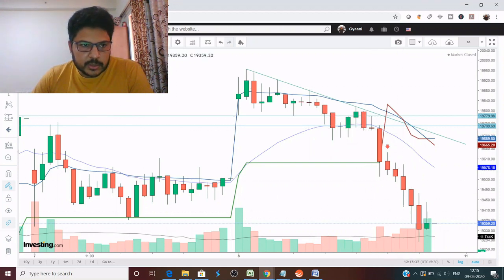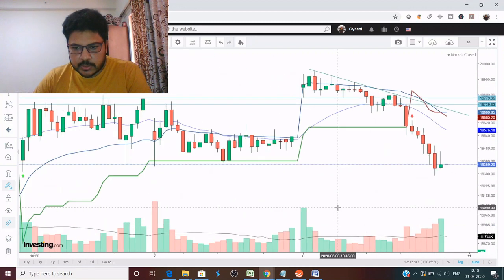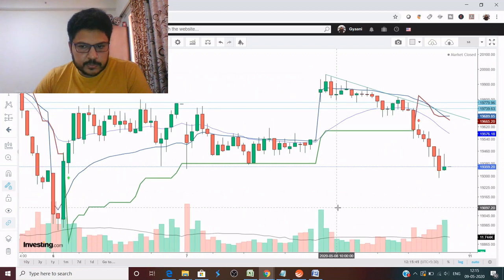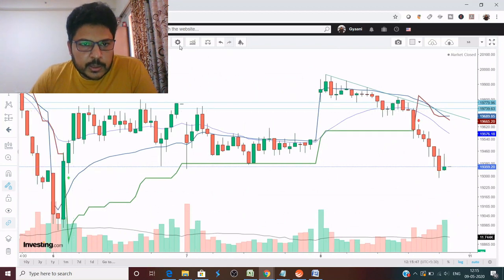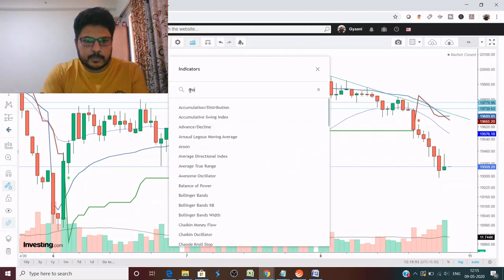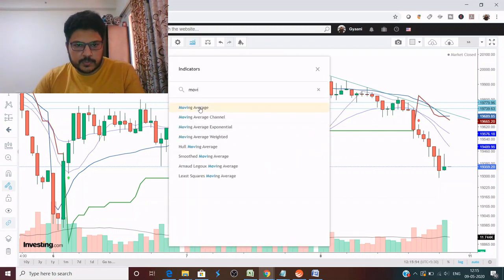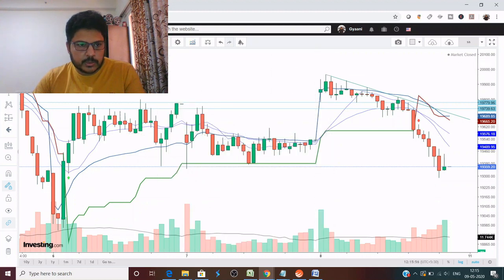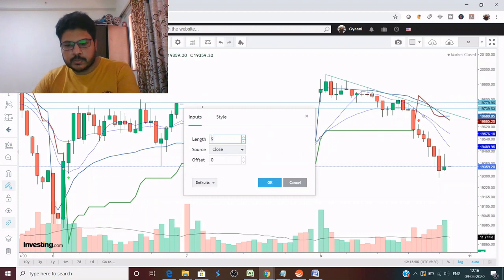So this will come down till the 200 period moving average, which we have not plotted here, but let me put a 200 period moving average here. Then we will try to change that. So we'll use a simple moving average.